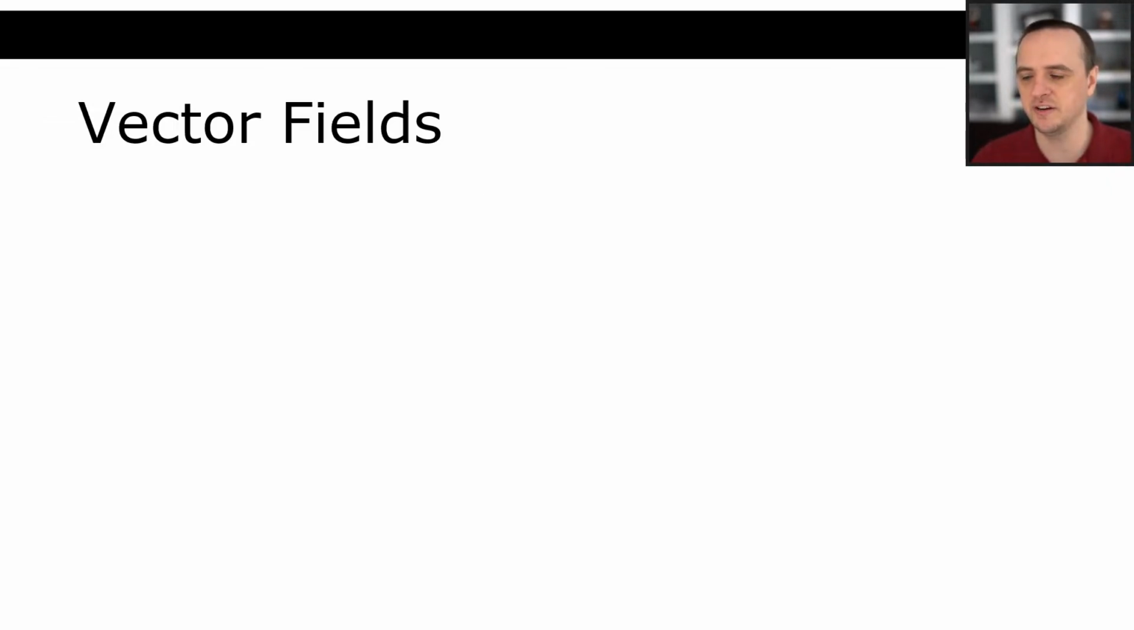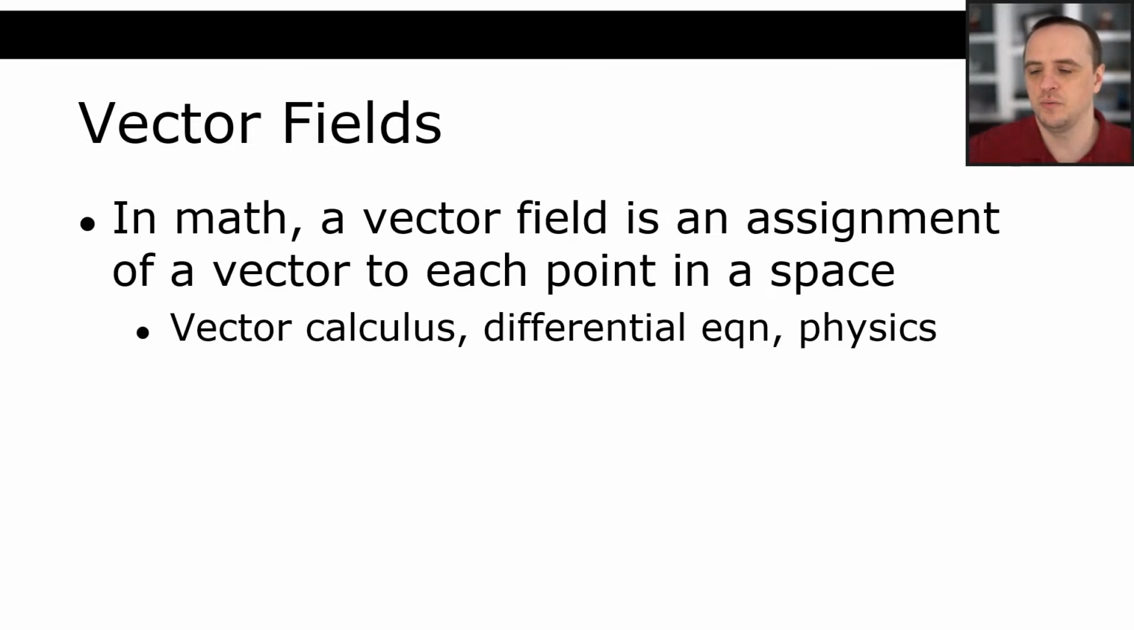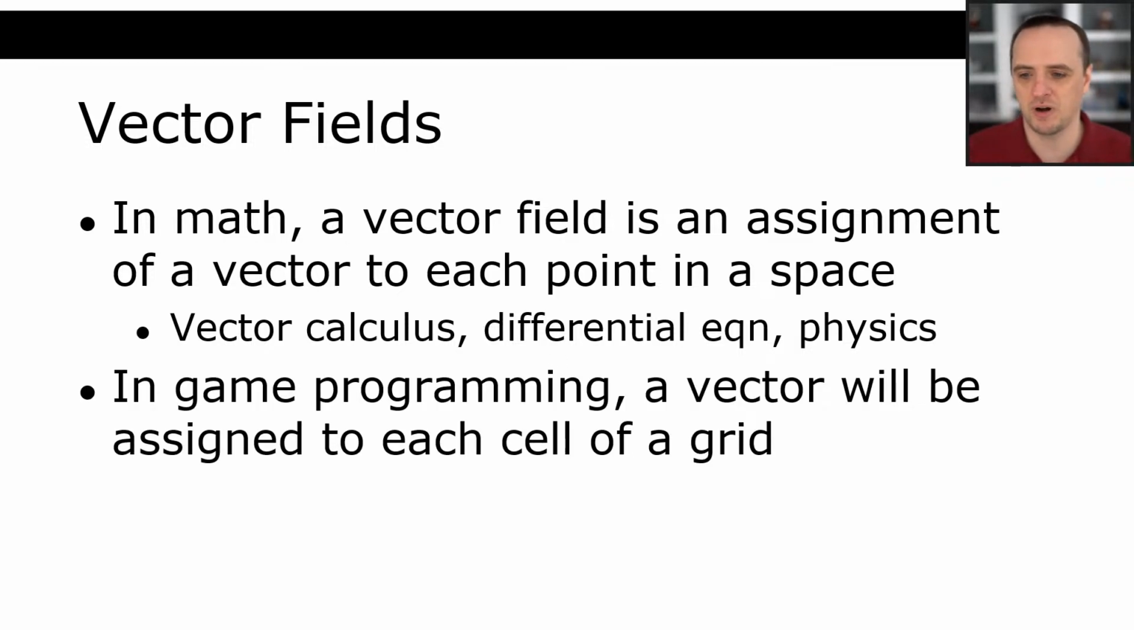Well, it is all very connected to this idea of a vector field, and a vector field is what assignment 2 is completely based on. So vector fields, what are they? A vector field is a term from mathematics, and in mathematics, a vector field is an assignment of a vector to each point in space. Okay, I'll have an example in a second. It's used in things like vector calculus, differential equations, physics, magnetism. The study of magnets uses vector fields. Think a magnetic field is a vector field, for example. So in game programming, a vector will be assigned to each cell of a grid.